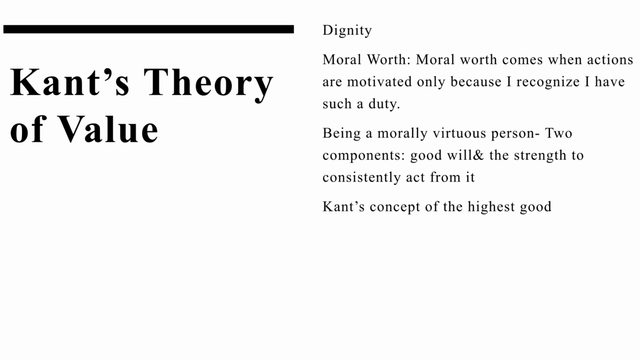So being a morally virtuous person involves two elements. So firstly, it requires a good will, a disposition to act solely from the motive of duty. Second, it involves the ability to act consistently from a good will, requiring inner strength to resist temptation and adhere to duty. Virtue, therefore, according to Kant, is a combination of goodwill and the strength to consistently act from it. So now we have this concept of virtue. In Kant's work, he proposes a concept of the highest good. So the highest complete good for human beings, according to Kant, involves both virtue and happiness.